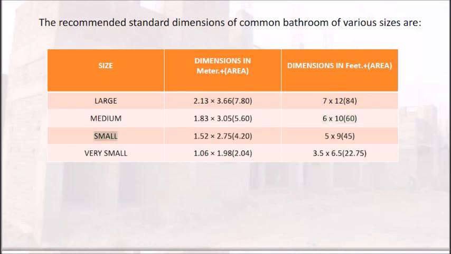Small: 1.52 times 2.75, 4.20; 5x9, 45. Very small: 1.06 times 1.98, 2.04; 3.5x6.5, 22.75.